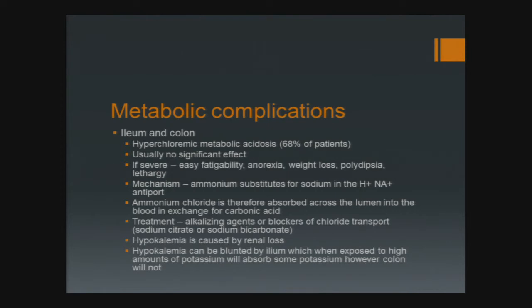The hypokalemia is caused by potassium loss in the renal unit. And the hypokalemia is actually blunted a little bit by the ileum, which will absorb some of the potassium, but the colon will not do this. This is one of the proposed mechanisms for why the colon ends up having worse and more severe metabolic complications than the ileum does.